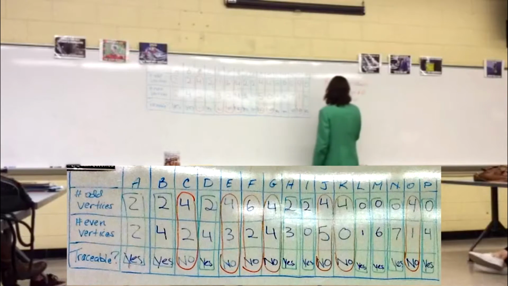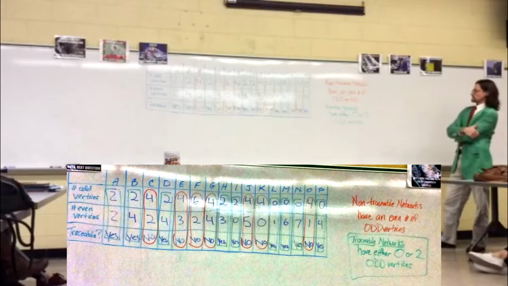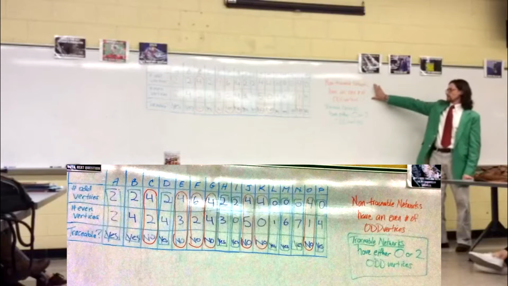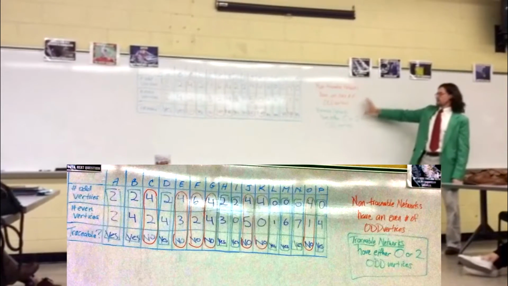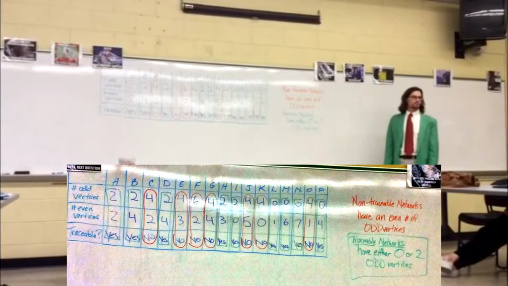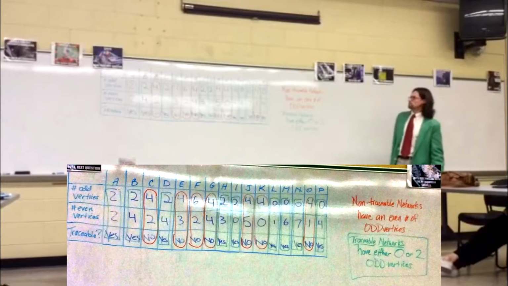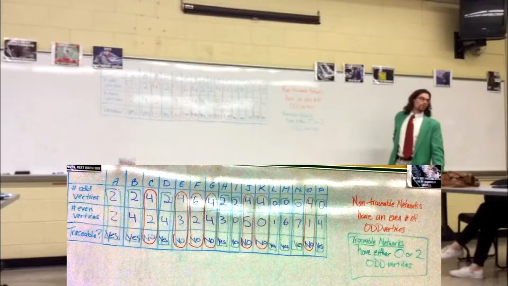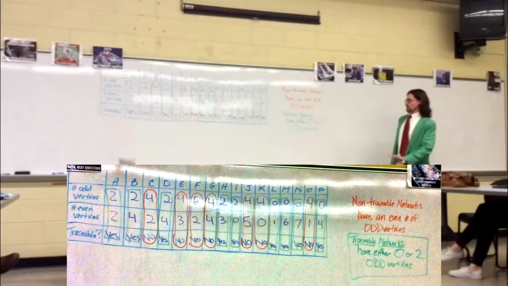Traceable networks have, oh, we have kind of conflicting things here, right? Does 0 or 2 set itself apart from this definition? Could we interchange the two things? Could I say non-traceable networks have either 0 or 2 odd vertices? No, because we had 4 and we had a 6 in there. They can have 0 or 2, but that's not what they're limited to. So we could, but it's not exclusive.